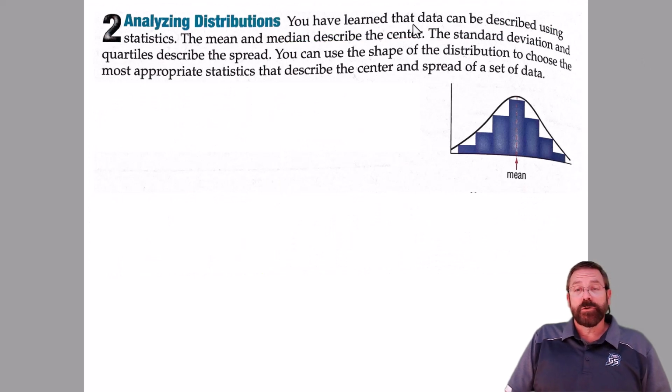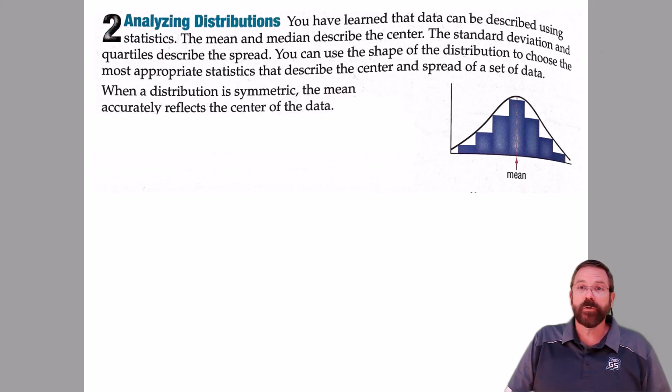Analyzing distributions. You've learned that the data can be described using statistics. The mean and median describe the center of the data. The standard deviation and quartiles describe the spread of data. You can use the shape of the distribution to choose the most appropriate statistics and describe the center and spread of the data set. This is where things start getting a little fuzzy, so you really got to pay attention to the finer details of when they're saying you're going to be using each one. So I'm going to go on to the next shot.